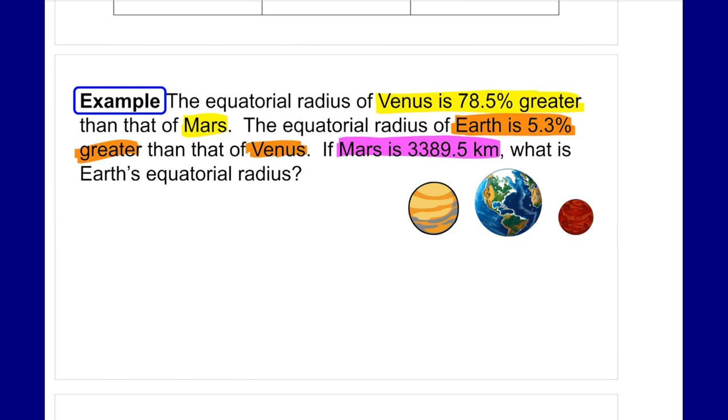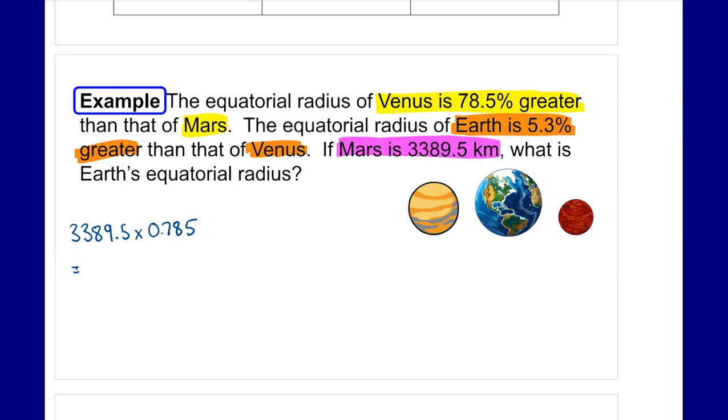So if Venus is 78.5% greater than Mars, I need to find out what 78.5% of Mars is. In order to do that, if I want to find the percent of a number, I can take my number and multiply it by the decimal version of the percent. So we talked about converting from a decimal to a percent and backwards. So 78.5 divided by 100 is 0.785. So I'm working backwards.